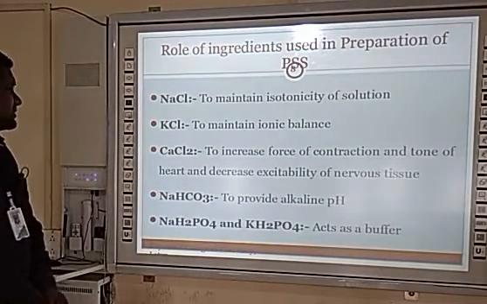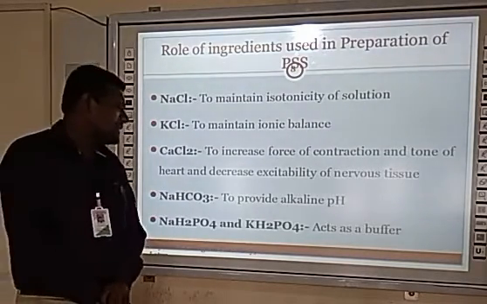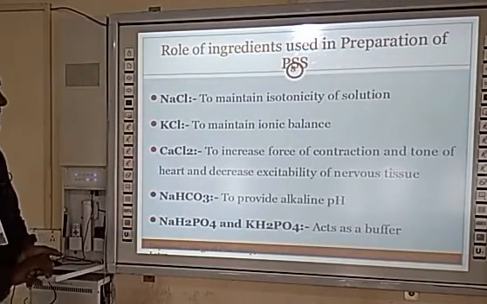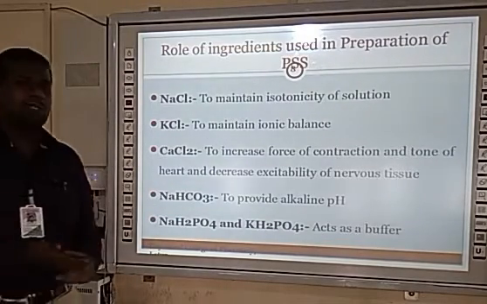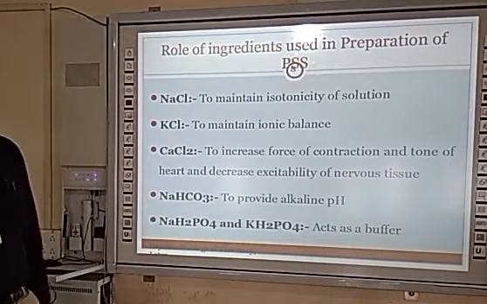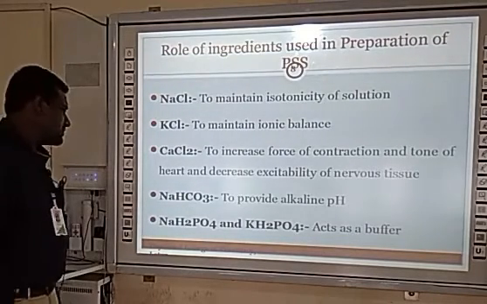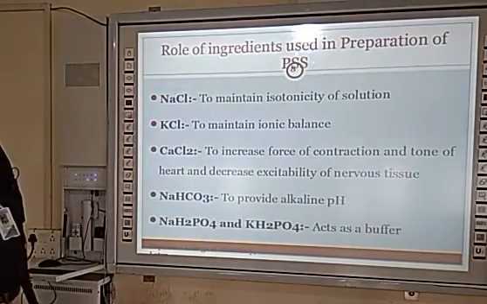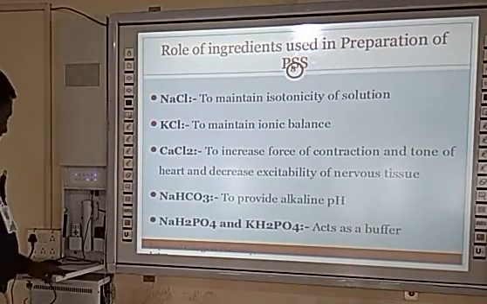Next one is sodium dihydrogen phosphate and potassium dihydrogen phosphate. Both act as a buffer for maintenance of, again, pH up to 7.4. So that is potassium dihydrogen phosphate and sodium dihydrogen phosphate.